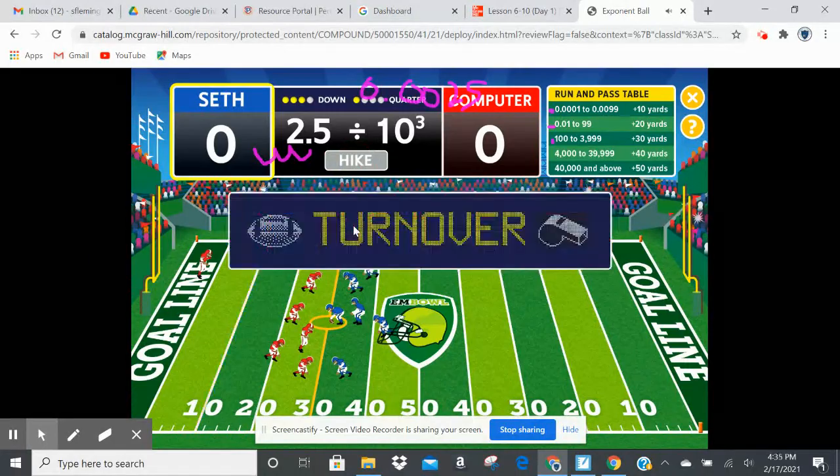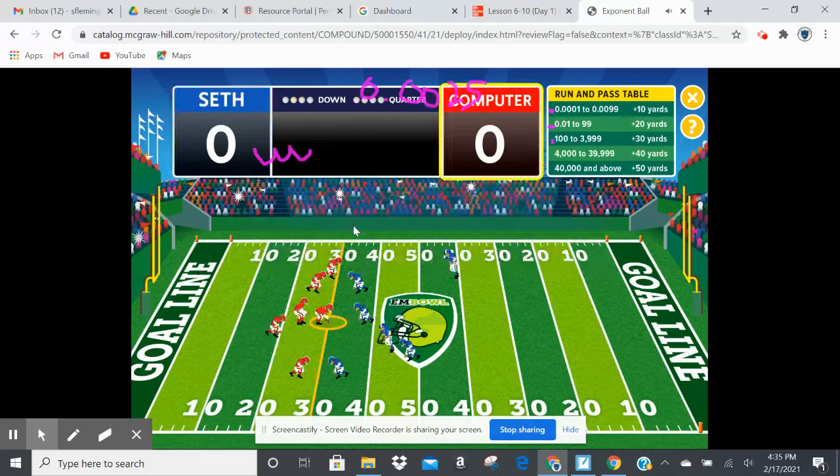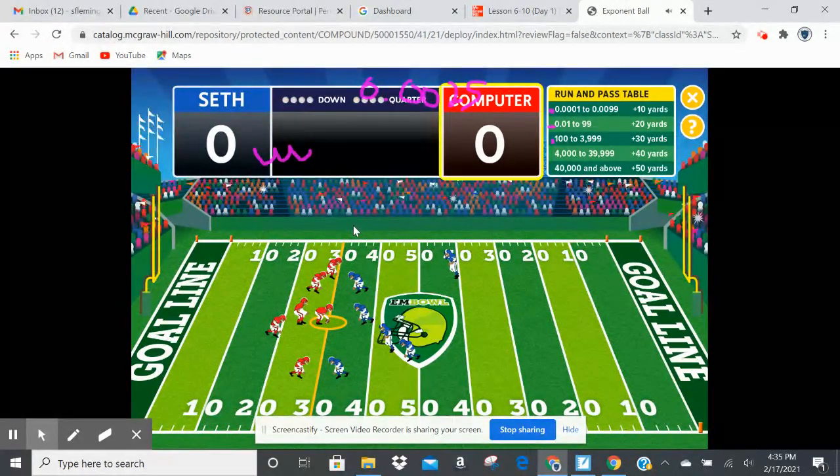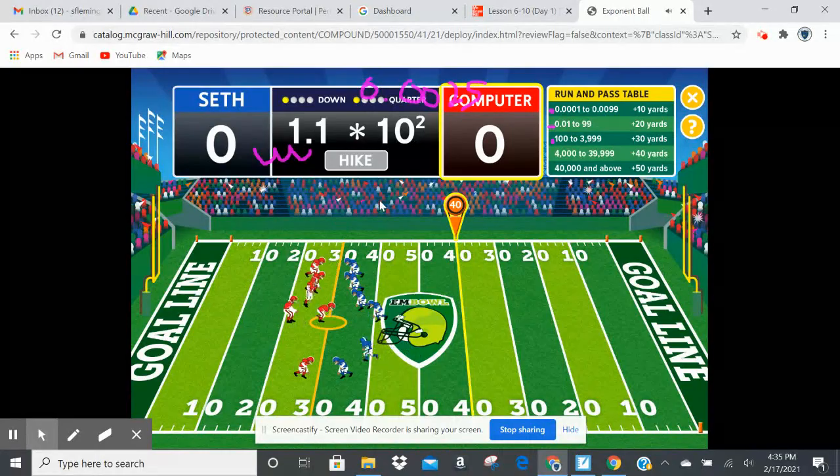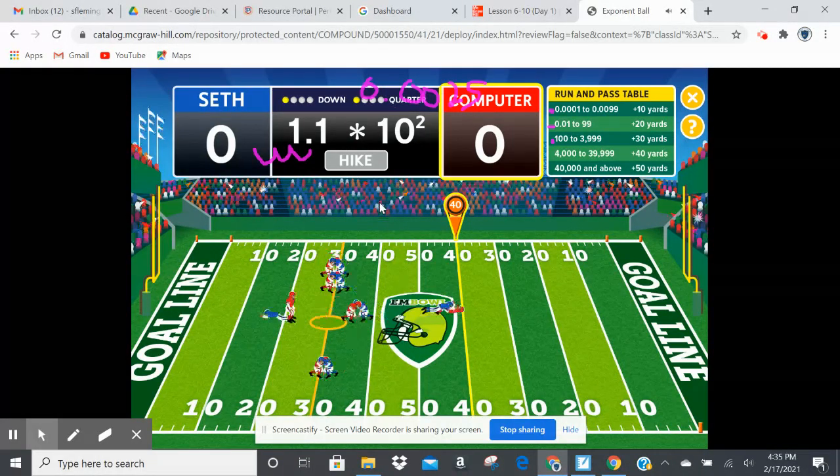Oh, oh, I got two wrong in a row. I got a turnover. So it's the other team's ball now. So they're playing.